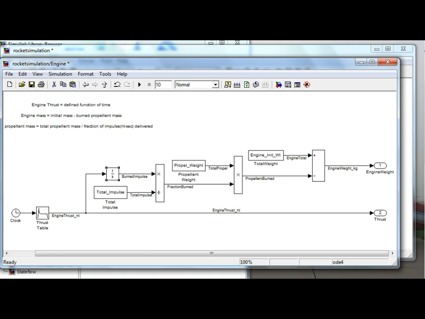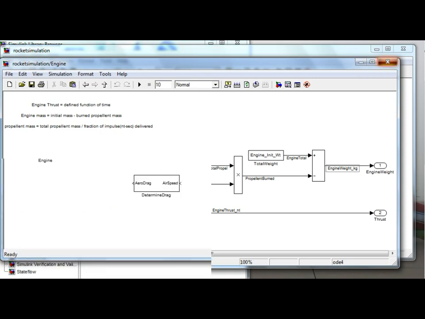this is the integration block. So I take the thrust, I integrate it as a function of time. It tells me the total newton-seconds that I've burned. Divide that by the total newton-seconds that the engine will produce, and I get the fraction burned. Multiply that by the propellant weight, then I've got the propellant burned, and subtract the propellant burned from the initial engine weight, and I get the current engine weight in kilograms, and that's that block. And save. And it should be straightforward to follow because everything's labeled, and I've got the equations, and that really does help. Trust me on that one.